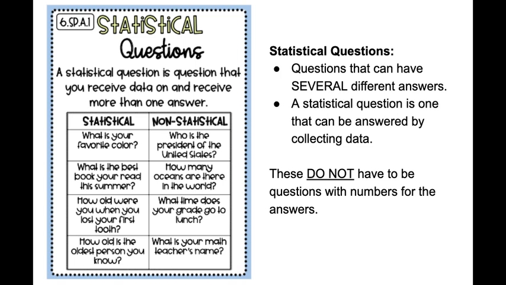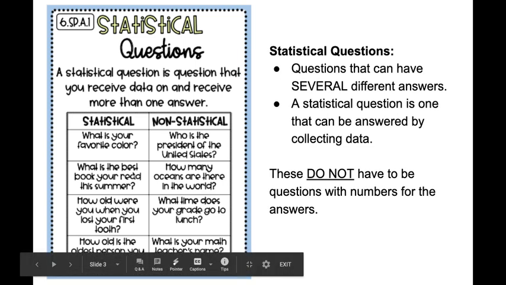For example, I could walk around and ask students what their favorite color is, and Dennis might say one thing, but Catherine might say another thing. That's a statistical question. I'm also going to get different answers if I ask, what is the best book you read this summer? People are going to have different opinions. How old were you when you lost your first tooth? That is also going to be a different answer for different people. And lastly, how old is the oldest person you know? Again, different people will have different answers, which is why this column has statistical questions.